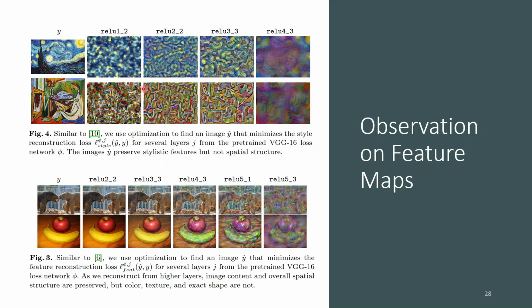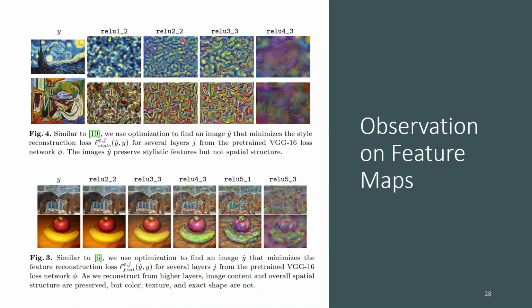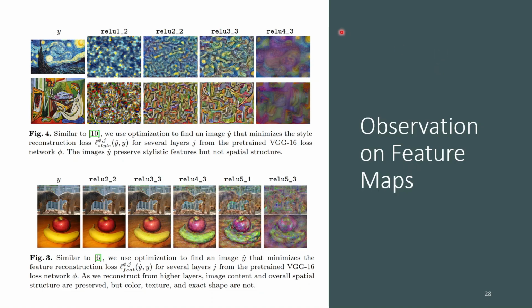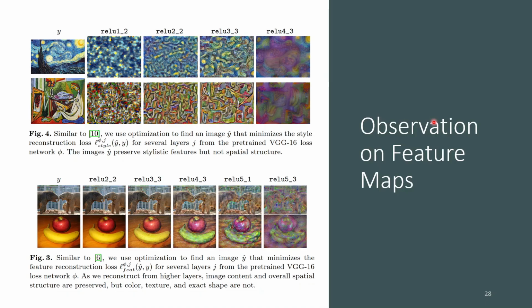So let's take a look. If this is the input image, then ReLU 1_2 means this is stage 1, the second layer. So this is ReLU 1_2, and this is ReLU 2_2. And this is ReLU 3_3 and ReLU 4_3. Sorry, ReLU 4_3 is here.